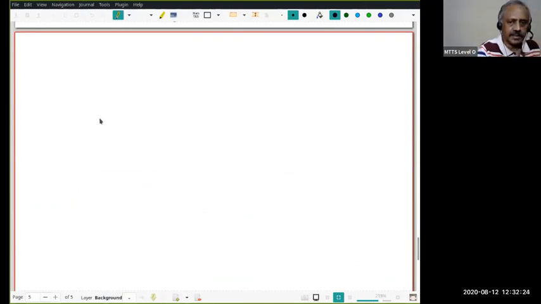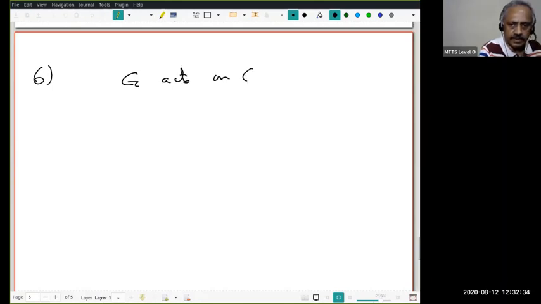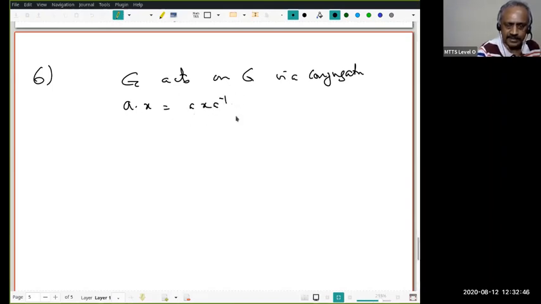Right. Now let's look at some more examples to understand the stabilizer. Now let G act on G via the conjugation action. All of you remember? So what is A dot X? It is A X A inverse. Whereas this is the group product, and this is the group action.